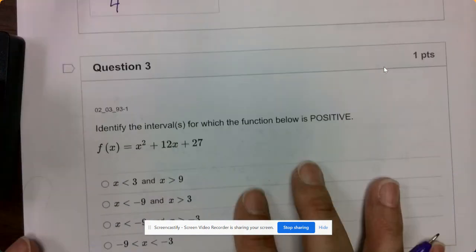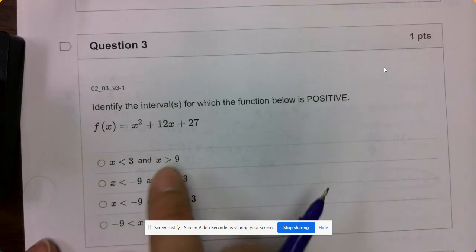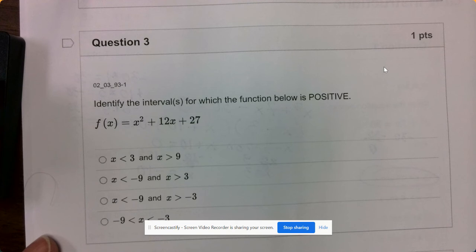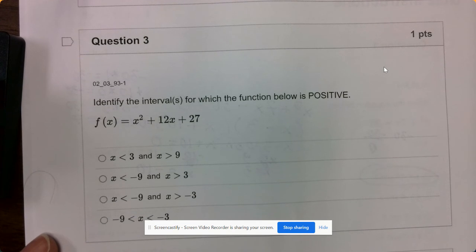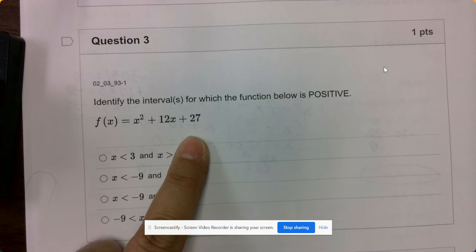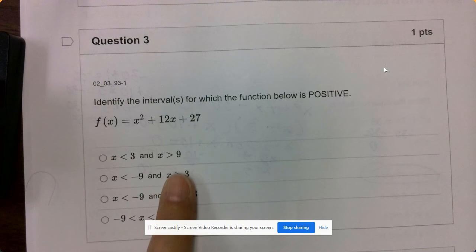Okay, so identify the intervals which the graph is positive. So again, everybody, with this, you want to graph it. Okay, I'm going to go back and change my window, even though that's negative 27. So maybe I don't. We'll leave it at 30. All right. We're going to clear this one. We're going to go x squared plus 12x plus 27. We graph it. Okay. It's going to be positive.